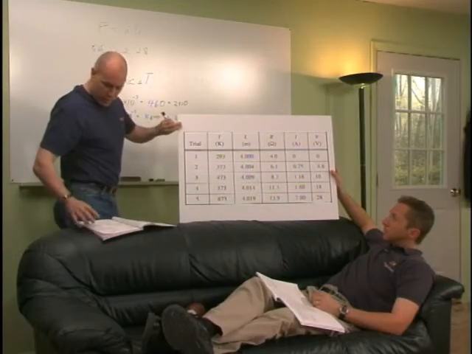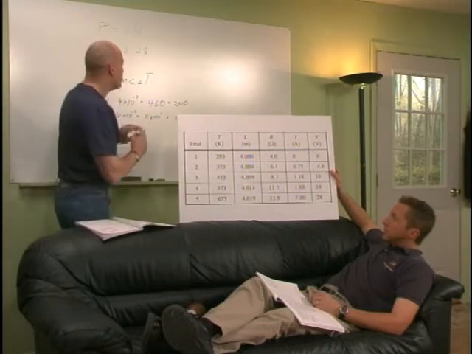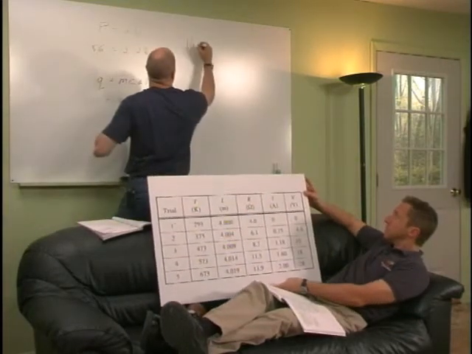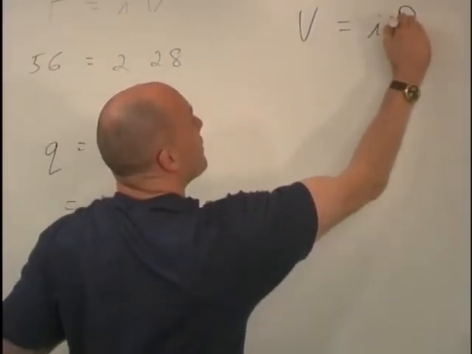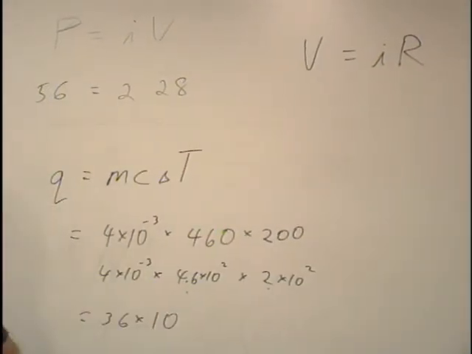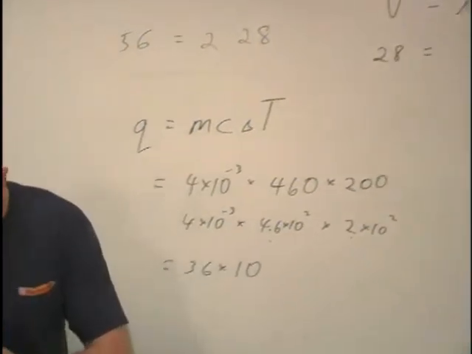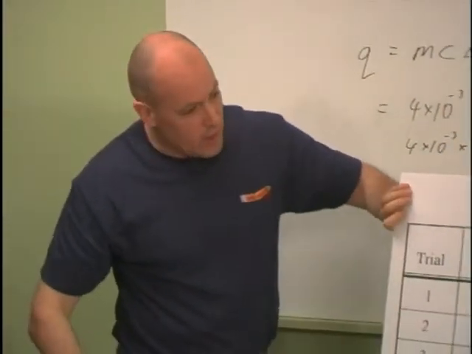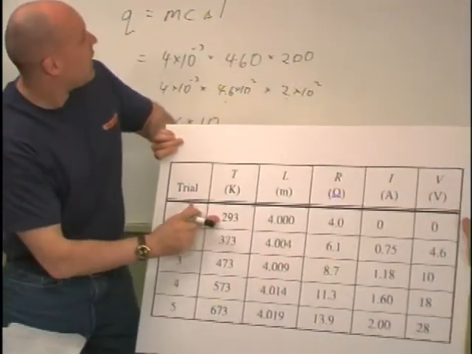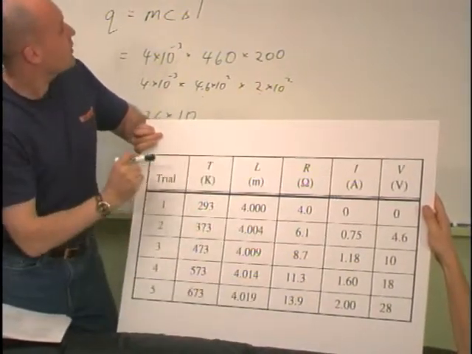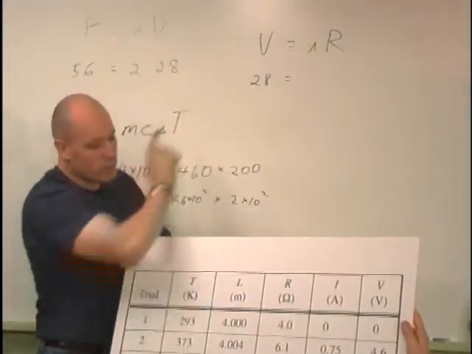Now they're asking about the current through the wire, so we're going to use Ohm's law. Voltage equals current times resistance. And voltage is going to hold steady at 28. And then we're going to plug in I at 293. Then we're going to plug in V is 28. We're going to plug in resistance.